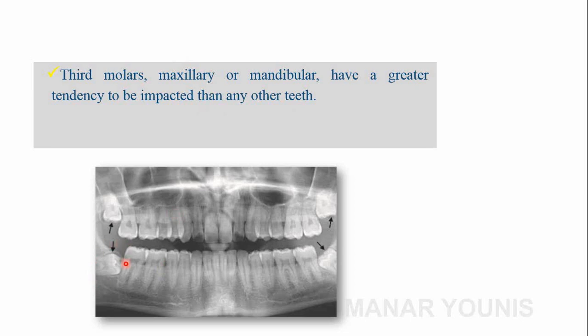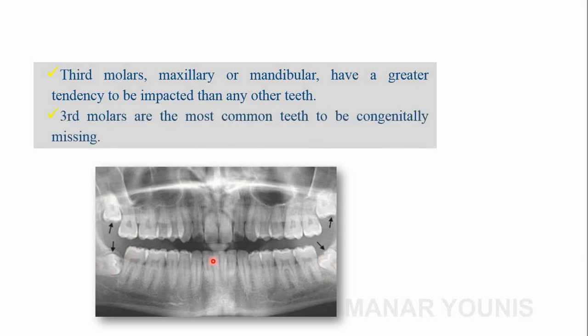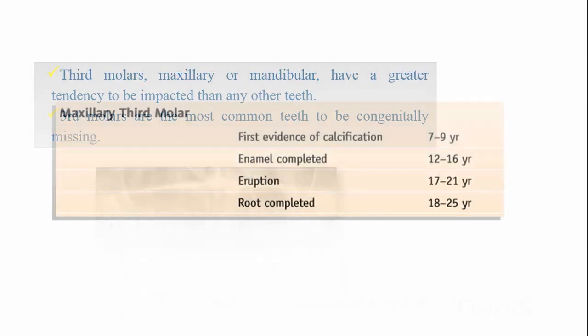As you can see in this panoramic radiograph, maxillary molars are either partially erupted or even impacted when there is not enough space for their eruption. The same applies for mandibular molars. Third molars are the most common teeth to be congenitally missing. So they are the most common teeth to be presented with anatomic variation, the most common teeth to be impacted, and the most common teeth to be congenitally missing.